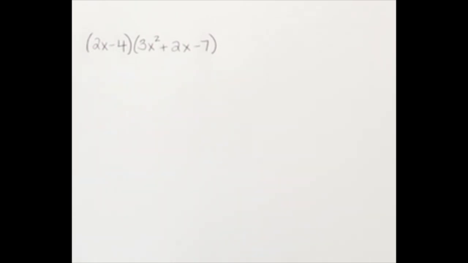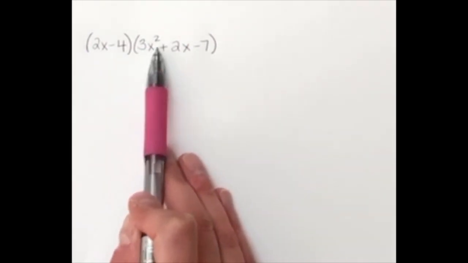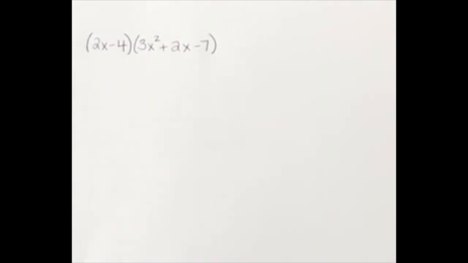So let's say that I have the binomial 2x minus 4, and I'm multiplying it by the trinomial 3x squared plus 2x minus 7. Now, like Mrs. Sullivan said, this is just like double distribution, except I have an additional term in the trinomial that I have to multiply by. Now, I like to call this the clamshell method, and you'll see why after I'm done, but that's always how I refer to it.